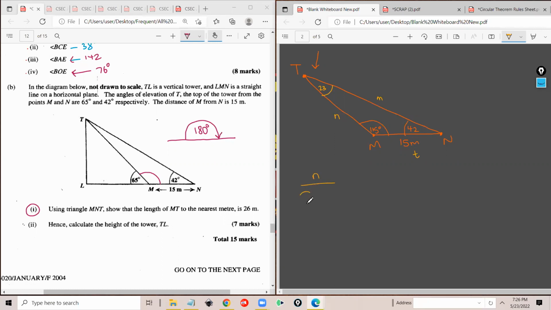So it's n on sine capital N is equal to t on sine capital T. Small letters represent the length of sides, but capital letters represent the angles. Fill in what you have, cross multiply, and solve for small n. The examiner told you that you're supposed to get something close to 26 when you round off to the nearest whole number. Right, so answers are coming up.